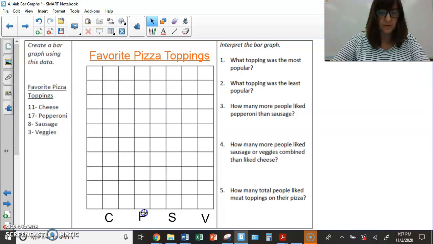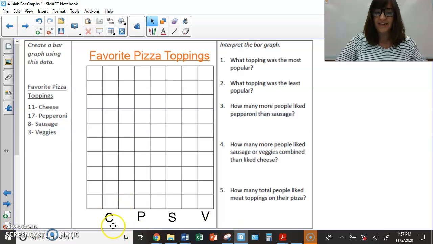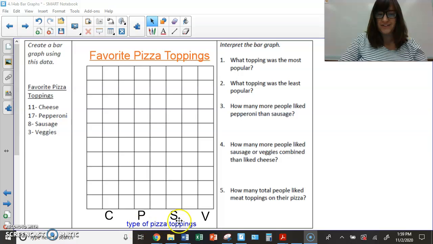So I've labeled these, okay? What are these right now? What are these called? These are called my toppings, right? So I need to go ahead and put a title underneath. So we're going to call that our type of pizza topping. So we're going to graph our cheese. How many people liked cheese? How many people liked pepperoni? How many people liked sausage? And how many people liked veggies? Okay. Now we need to mark that amount.